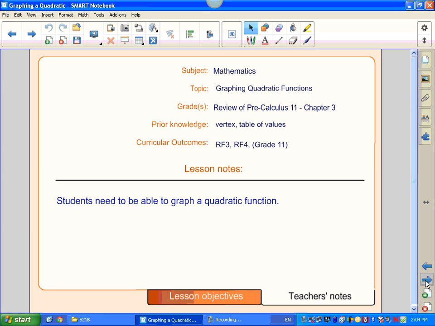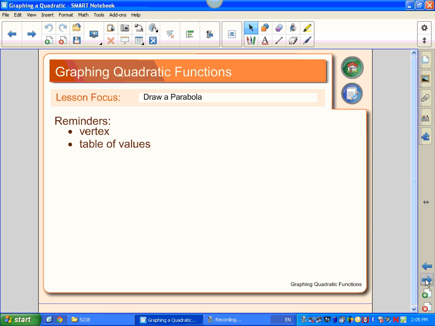This is a particular review for grade 11. We work out of the McGraw-Hill Ryerson textbook, which is chapter 3 and chapter 4. And the outcomes that we're looking at are RF3 and RF4. Just a few reminders when we're working with table of values and vertex.